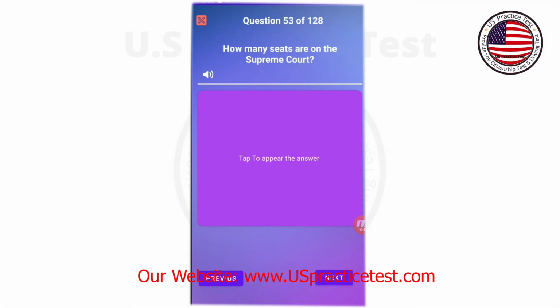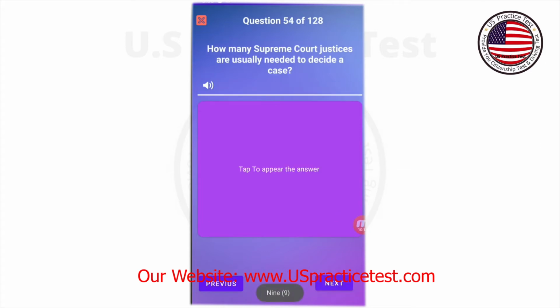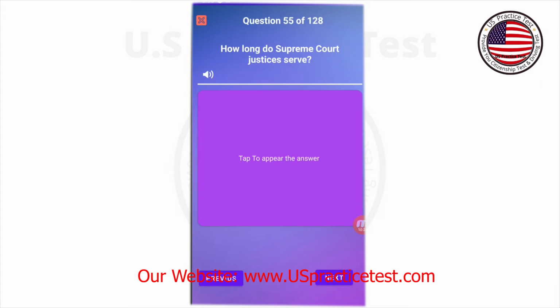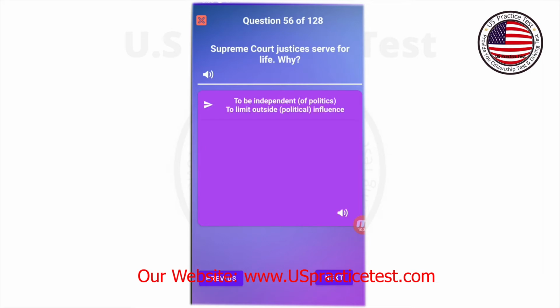How many seats are on the Supreme Court? 9. How many Supreme Court justices are usually needed to decide a case? 5. How long do Supreme Court justices serve? For life. Lifetime appointment. Until retirement. Supreme Court justices serve for life. Why? To be independent of politics. To limit outside political influence.